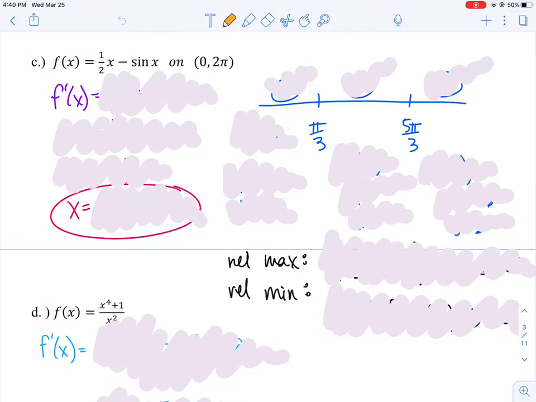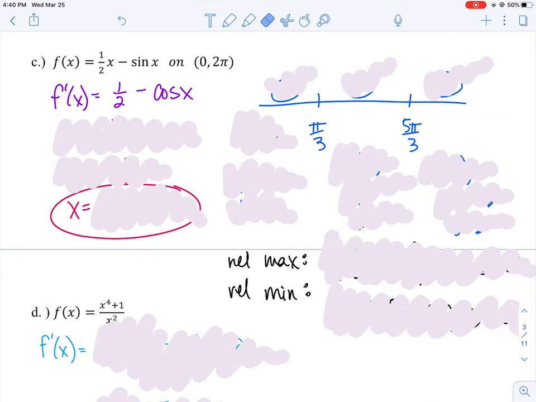And so we have to follow a few steps in order to find relative extrema. The first thing we have to do is find our derivative. So practice your derivative rules, find the derivative, and see if you got the same answer as me. I ended up with 1/2 minus cosine of x.